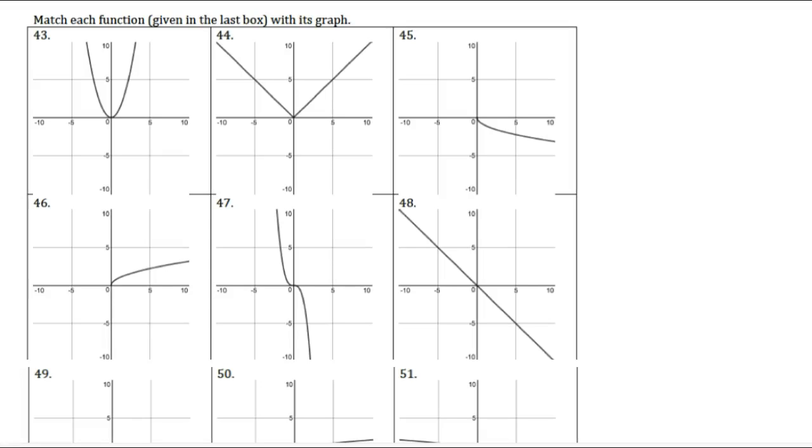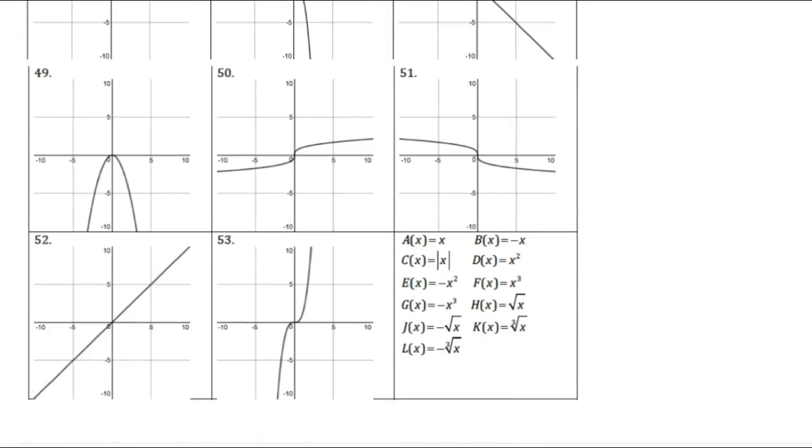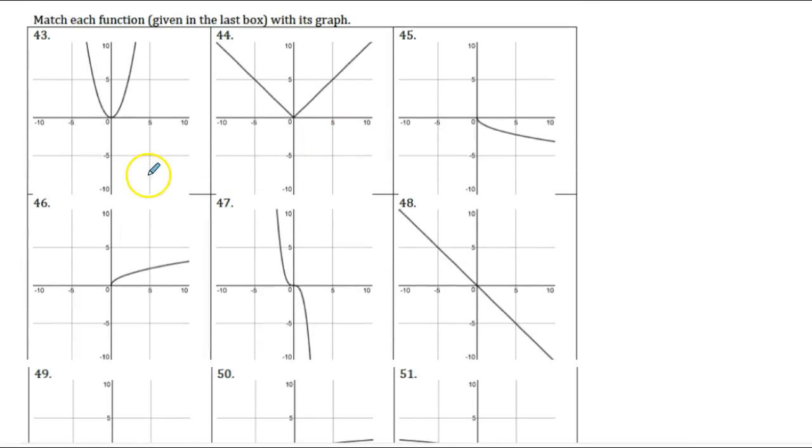Let's take a look at matching some equations with their graphs. The first graph we have is this parabola shape. I know that that's f of x equals x squared. In this case, it's letter D here, so I'll cross that one off and make a note that this is equation D.